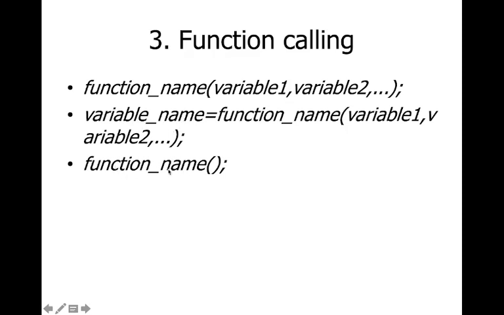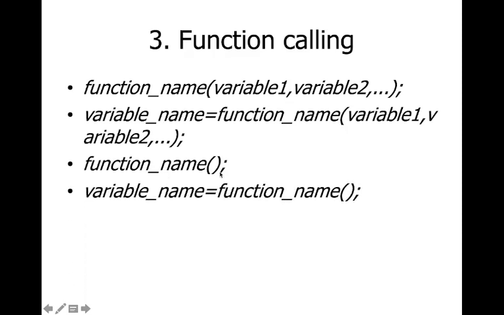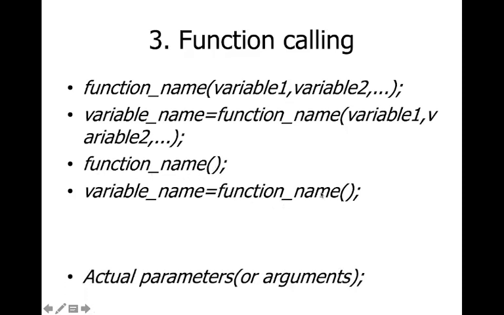Or simply you can call like this. If there are no values to be passed, then you can simply call by the function name and within brackets like this. Or you can call like this: you are not passing any value, but there is some return value from the function, and it will be stored in some variable. These are the various ways to call this function: function name with variable list; variable equal to function name, if some value is to be returned; or simply call the function without any return value and without passing anything. This is another way.